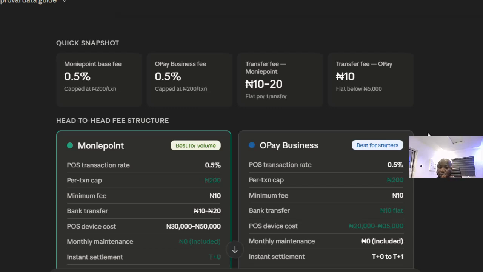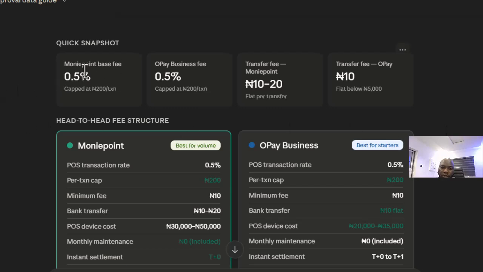So in this video, we're gonna be looking at the comparison between Moniepoint POS and OPay POS, basically POS for business owners, right? So we're gonna be looking into the pros and cons and the features of each of these platforms, and this will help you to make an informed decision on which one you should actually go for. That is, if you have not gone for any one of them, but you are looking out for the best one among the two.